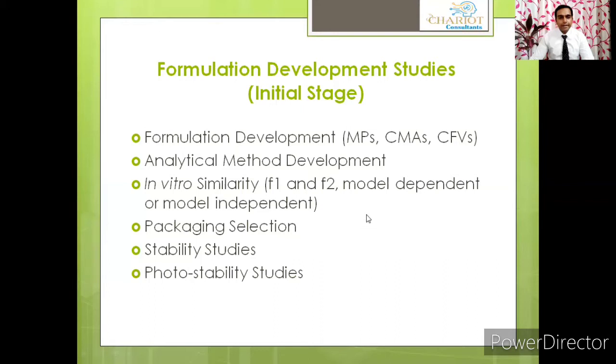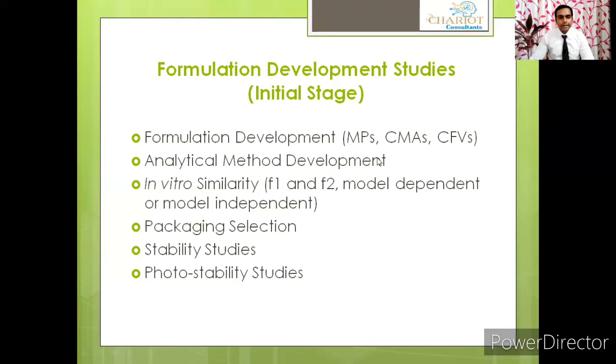So those aspects also, in terms of if your API is sensitive to the moisture, then you should not go with the granulation process. You can opt for the dry granulation process, such as slugging or roller compaction. So these strategies will be evaluated, and finally you need to see which process is feasible for you.